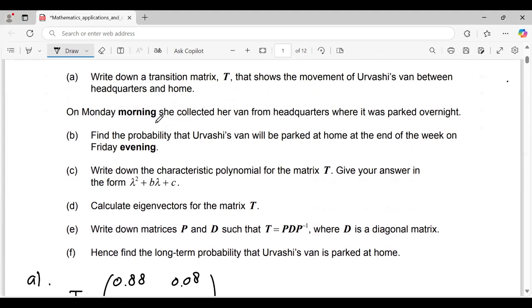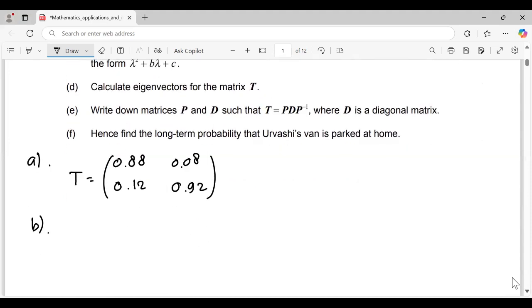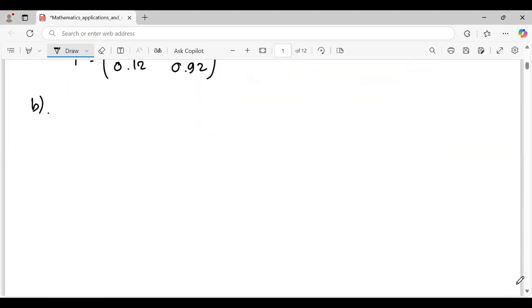On a Monday morning, she collected her van from headquarters where it was parked overnight. Find the probability that Urvashi's van will be parked at home at the end of the week on Friday evening. Okay, so we're going to find the probability on Friday evening.